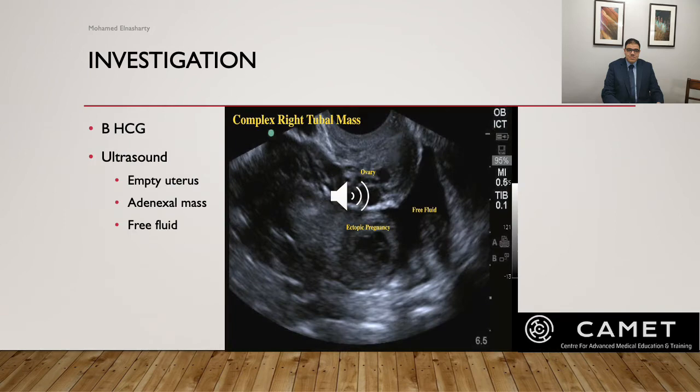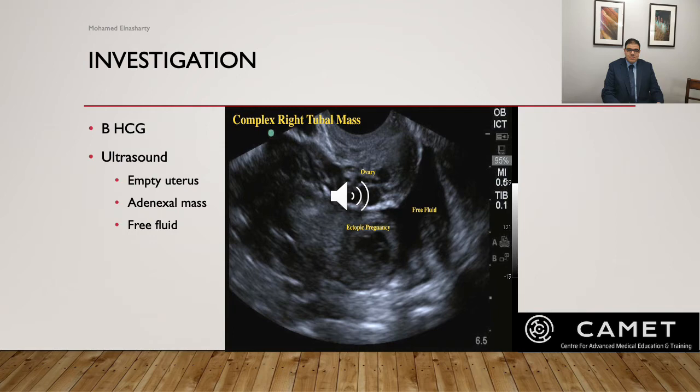Investigation. First is pregnancy test, serum BHCG. Ultrasound has a cutoff value for serum BHCG. For transvaginal ultrasound scan it is between 800 and 1000, and for transabdominal ultrasound scan it is between 1000 and 1500.